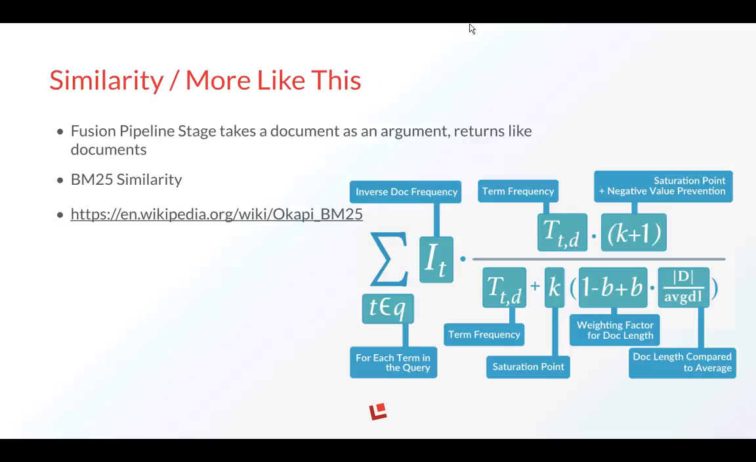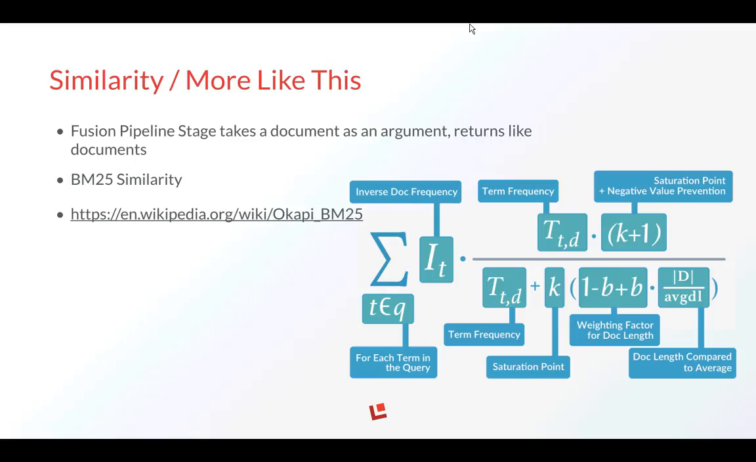I talked about more like this in similarity. This is part of the Fusion pipeline. You can say, I want more like this, and supply a document ID as the search parameter, and it'll find you other documents that are similar to that. This is done with an algorithm that we used to use as a simple term frequency algorithm. Now we use an adjusted one that has a saturation point.